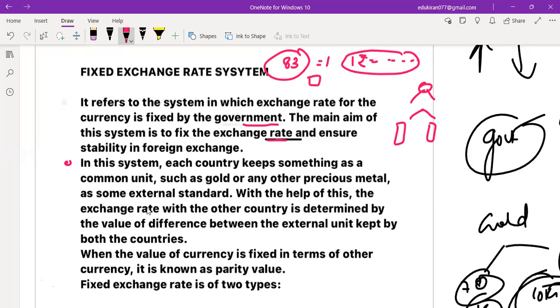With the help of this, the exchange rate with the other country is determined by the difference in value of the external unit kept by both the countries. So for example, in India, the gold is for 100, and in the US, the gold is for 50, right? So the difference is 50. So this will decide what the difference between one unit and the other unit should be, like this. When the currency is fixed in terms of another currency, it is known as parity value, right?